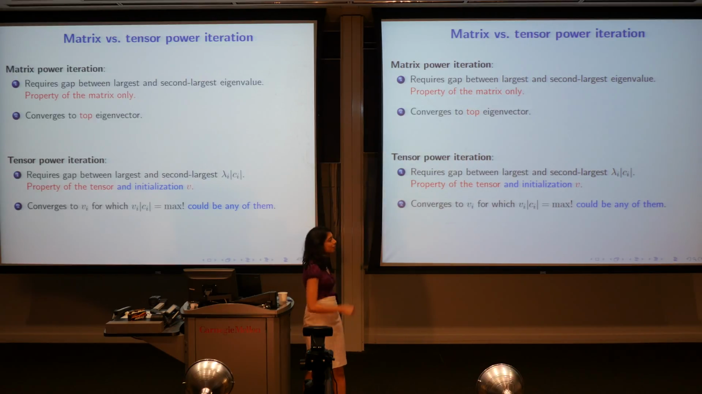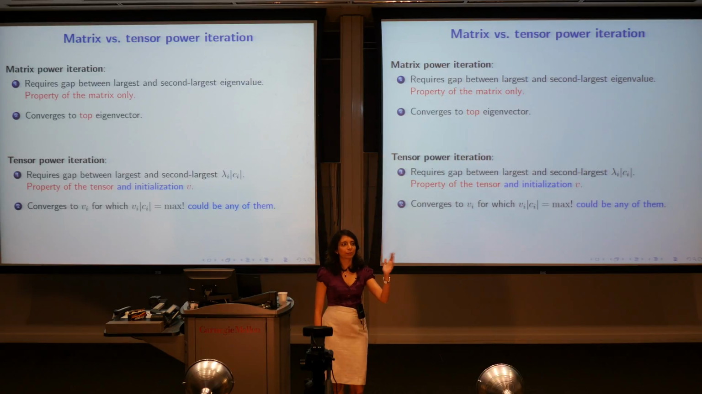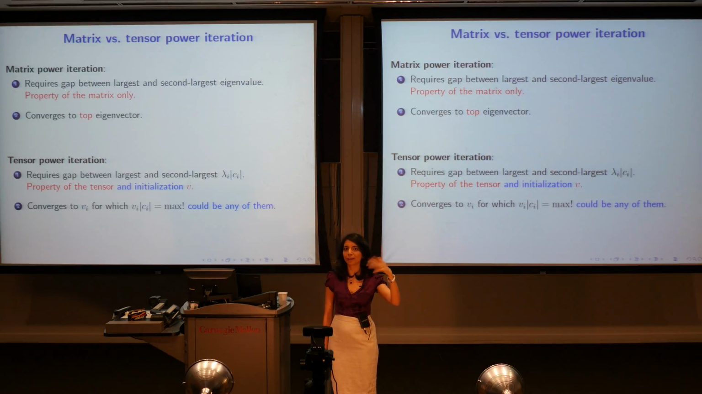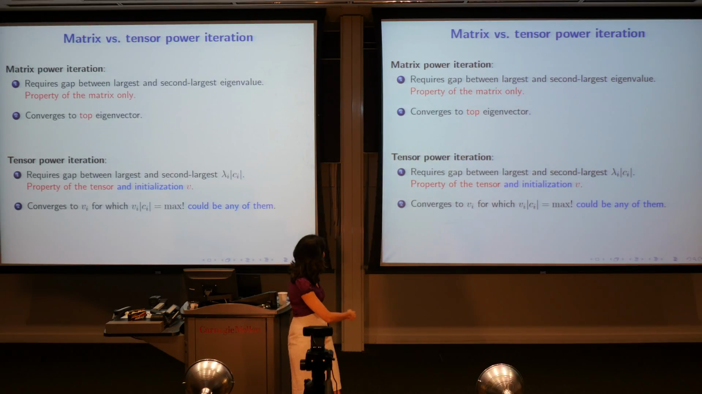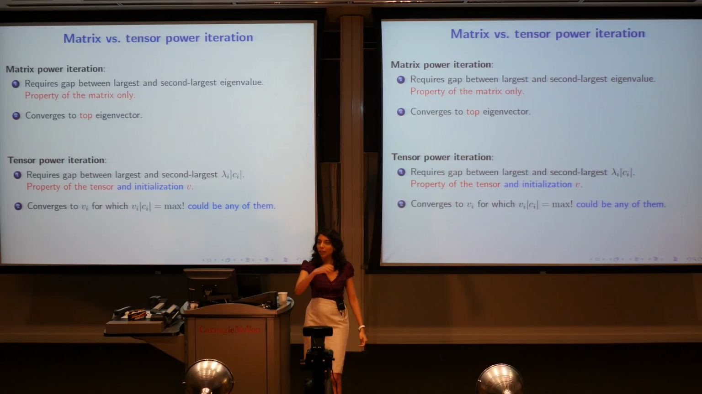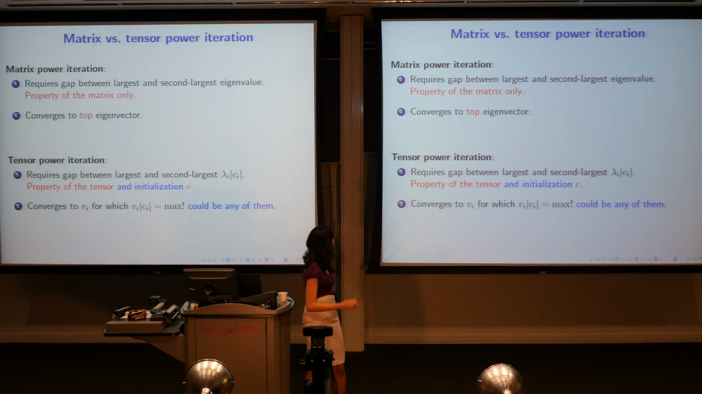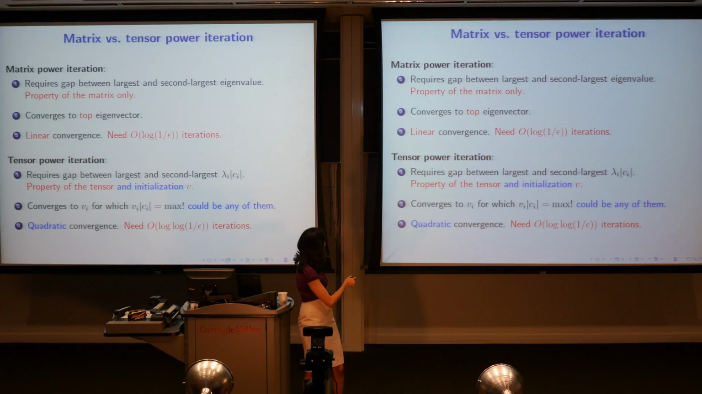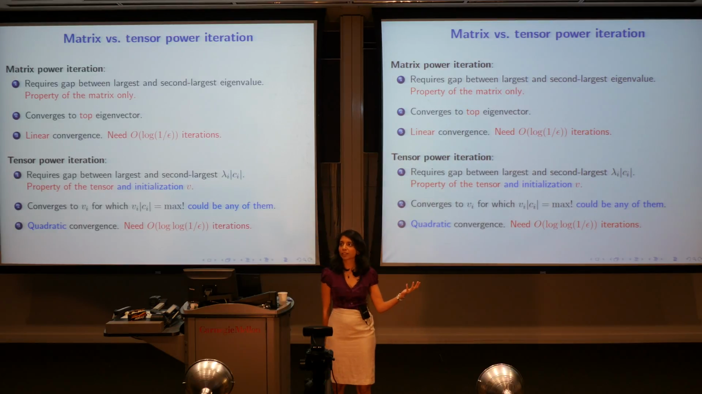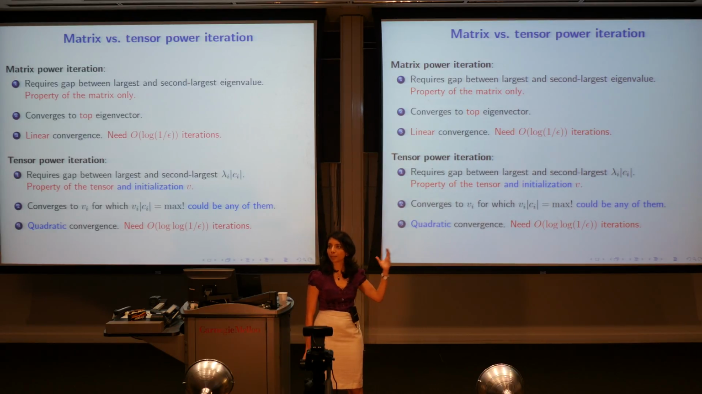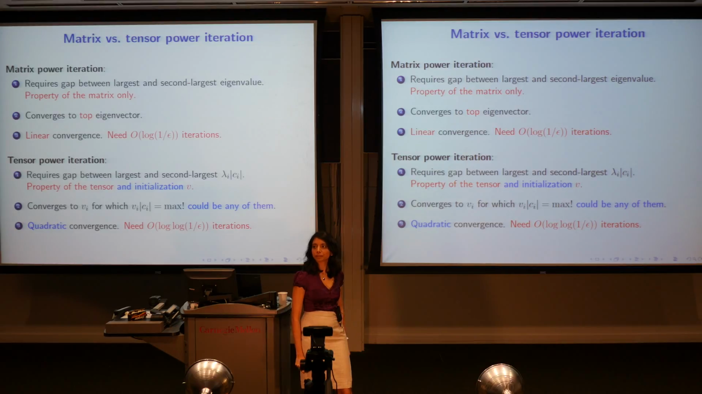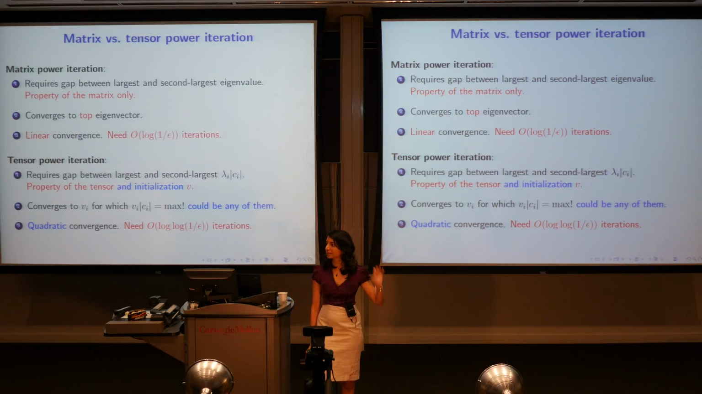Okay, so in the matrix case, we saw that as long as I initialized with a component in the top direction, I always converge to the top one. But here, I have convergence to any one of these local optima, which are these components. And we saw that the tensor has even faster convergence. It's quadratic convergence compared to just linear convergence for matrices. Okay, so any questions here comparing the two settings?